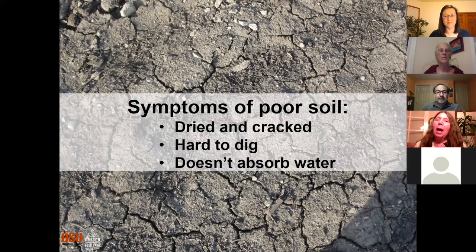And compaction could also happen if you step on it a lot, maybe not to this extreme. But if you were doing construction on your yard and you had tractors driving back and forth over your garden and it compacted the soil, this might be what it looked like. So this is really dry and really cracked. If it was really raining like it's been recently, maybe there would be puddles of water on top of the soil, because this soil wouldn't absorb water very well. And this soil would be really, really hard to dig.